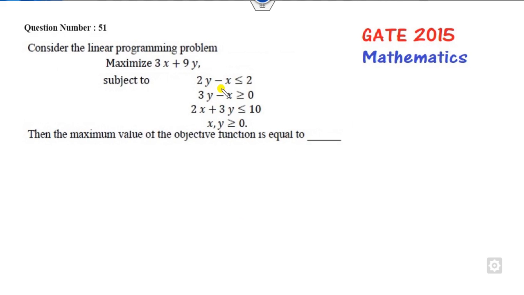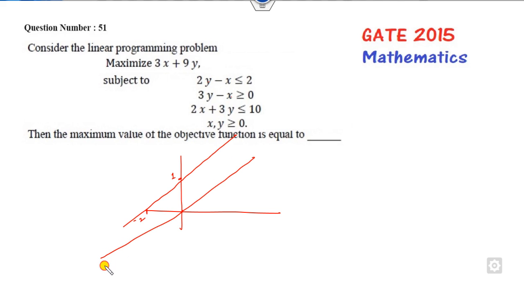Look about this one. Again, that's very simple. Either you can write the dual of the problem, but it's very simple if you draw the graph of this. What is the first line? 2y minus x. When y is equal to 0, x is minus 2 and it is 1. So this is 1, this is minus 2. Here is the line corresponding to this. This is the line of 3y minus x equal to 0. And this is the line corresponding to 2x plus 3y equal to 10.